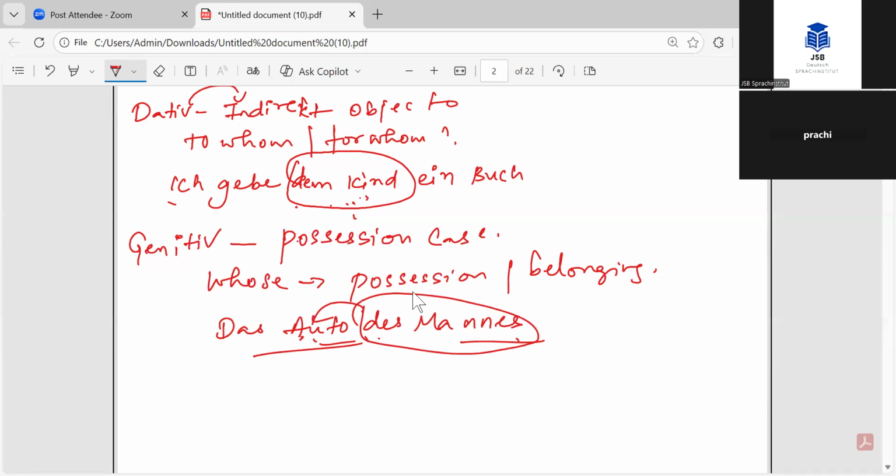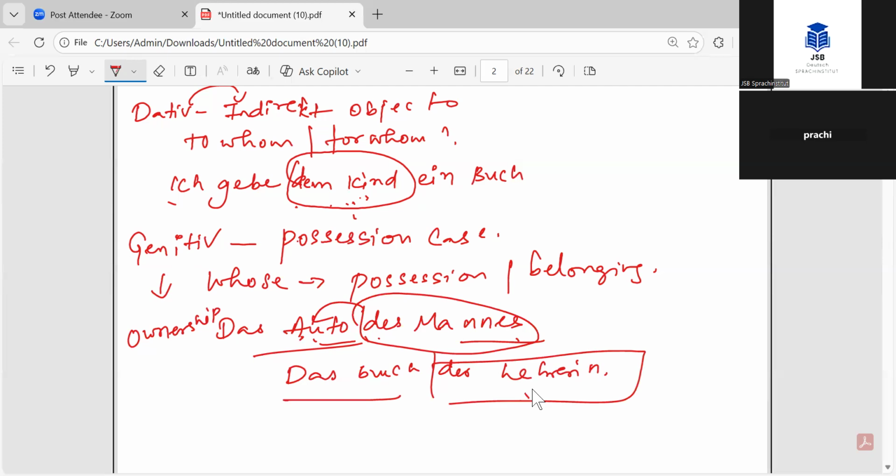Okay, das Buch der Lehrerin. So the book, the teacher's book. Okay, genitive is ownership. Who is the owner? Okay, for example, this book of the Lehrerin. So this book for the Lehrerin. Okay, so belonging, whose belonging? So that is a genitive. Clear? Any doubts?